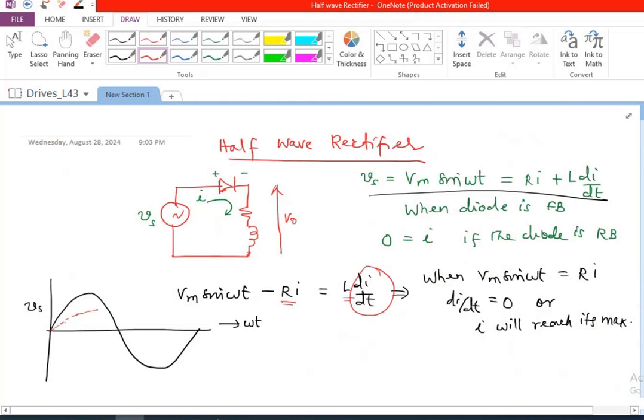So let us say the current reaches its peak value at some point. Now at this point, Vm sin omega t and Ri will be equal to each other. One thing you have to realize is if I say this red color thing is current, i times R is just a scalar multiplication. So I will have i times R somewhat like this.